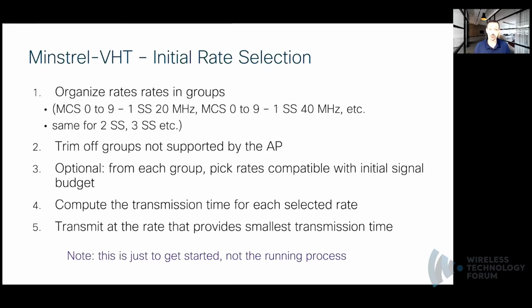So what you would do here is to take all the rates your card supports, right? And then organize them in bins, in groups. So for example, you say all the first one stream rates together, all the two streams rates together, etc. And then you organize based on channel width. So you create buckets of rates that have the same characteristics.